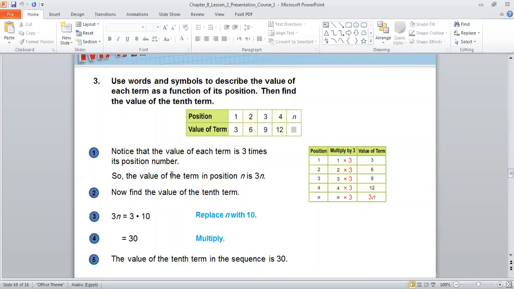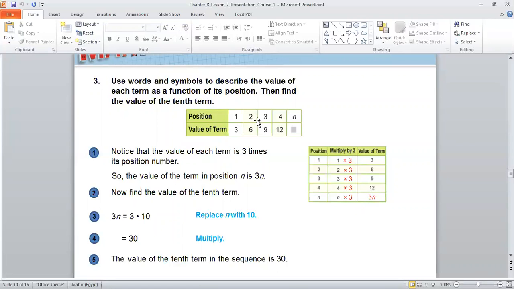So every time I multiply by 3. If I need the 10th term, replace n here by 10. We will remove n and put 10. So 3 times 10 gives me what? 30. So the value of the 10th term is equal to 30.